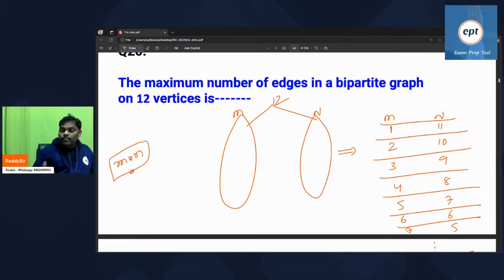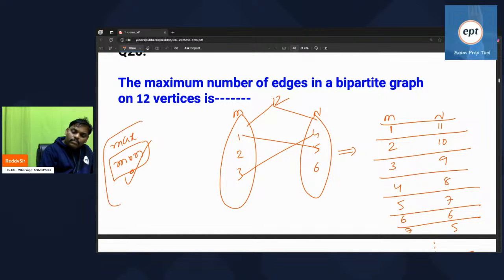In a bipartite graph, maximum is Mn, because in a bipartite graph, 0 edges is also possible, 1 also possible, 2 also possible. If you want, you can check here: 1, 2, 3, 4, 5, 6. See, no edge may be there. This is also bipartite. One edge only, this is also bipartite. Two edges only, this is also bipartite. When every edge is there, that is called complete bipartite. A complete bipartite graph contains Mn edges, and a bipartite graph contains maximum Mn edges.